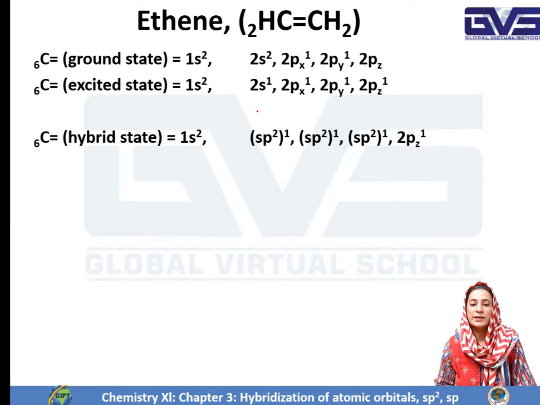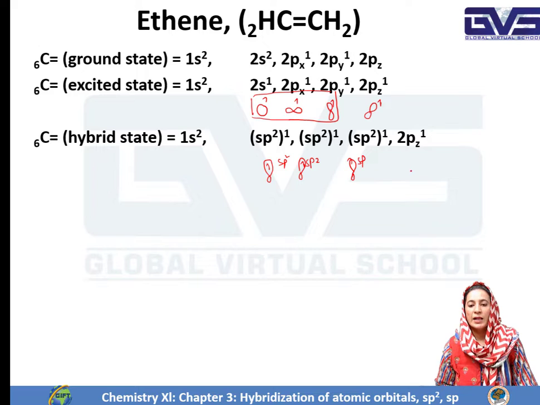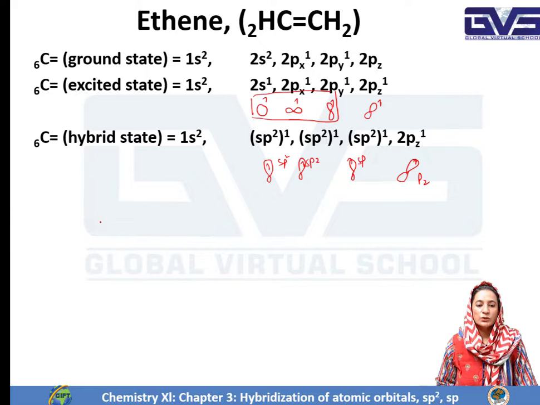This is the ground state, then the excited state, and this is 2s, this one is Px, Py, and this is Pz. All have one electron in them. But the 2s and 2p orbitals intermix to form sp2 with this shape. One electron in this sp2, this is also sp2 with one electron, this is also sp2 with one electron, and this is the unhybridized Pz, also with one electron. So draw this.